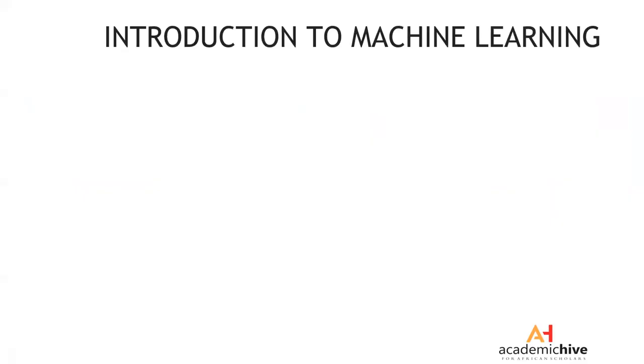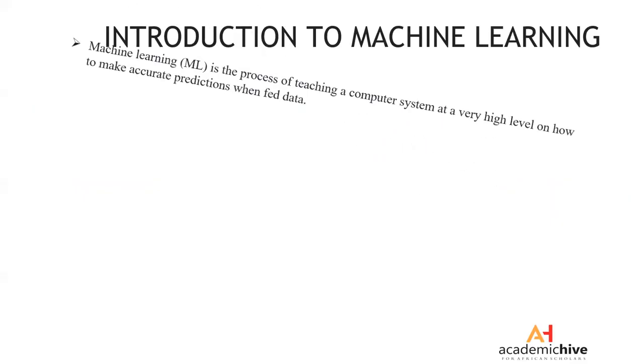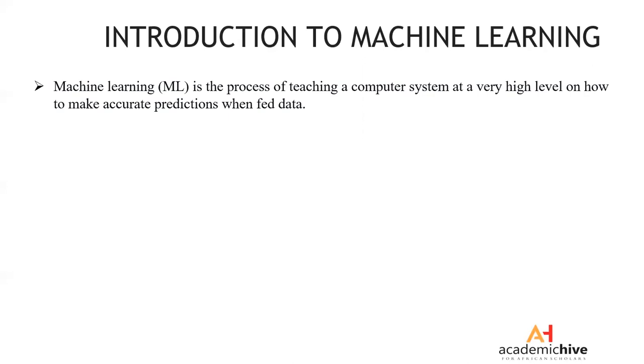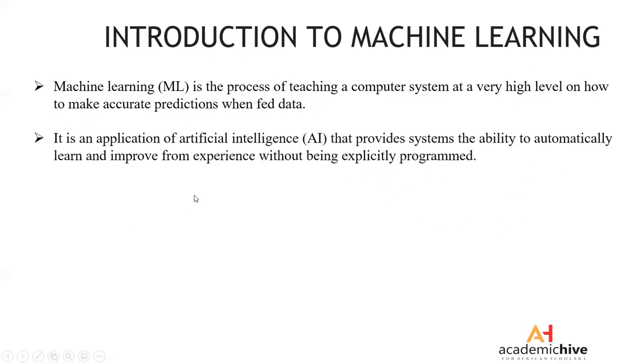So we quickly look at introduction to machine learning. Machine learning is the process of teaching a computer system at a very high level on how to make accurate predictions when fed data. It is an application of artificial intelligence that provides systems the ability to automatically learn and improve from experience without being explicitly programmed.